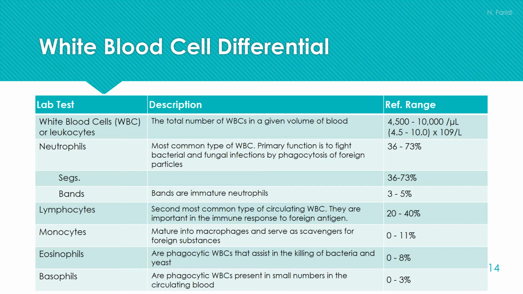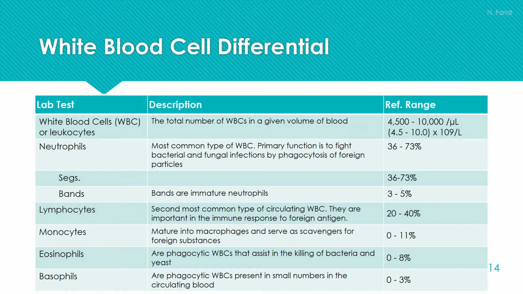The first one we have here on the slide is white blood cells. White blood cells are also known as leukocytes. An increase in white blood cell count is referred to as leukocytosis. Leukocytosis may be caused by infection, leukemia, trauma, a thyroid storm, and corticosteroid use. Emotion, stress, and seizures may also increase white blood cell count.